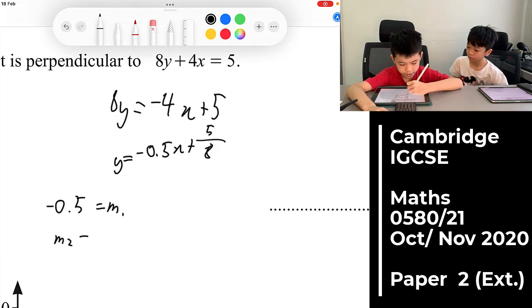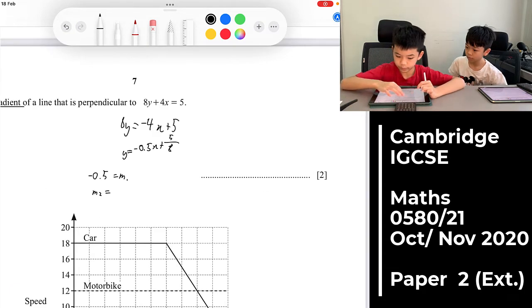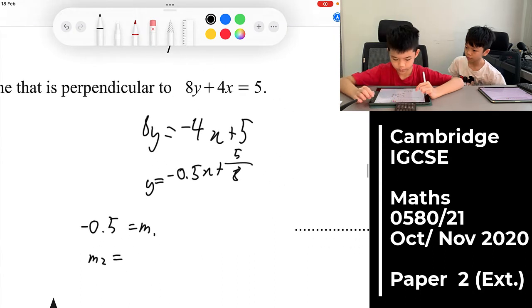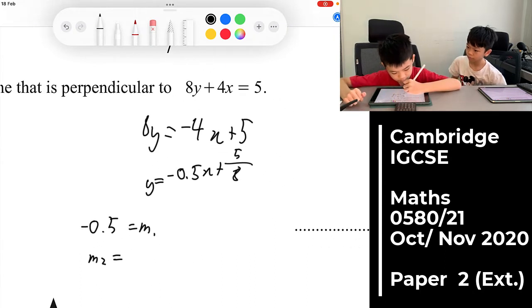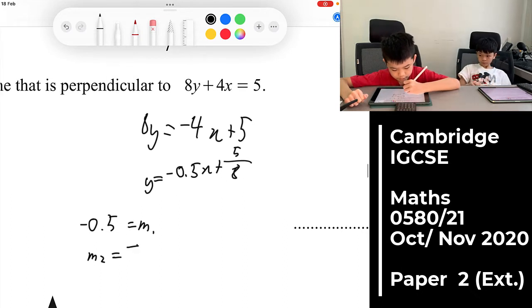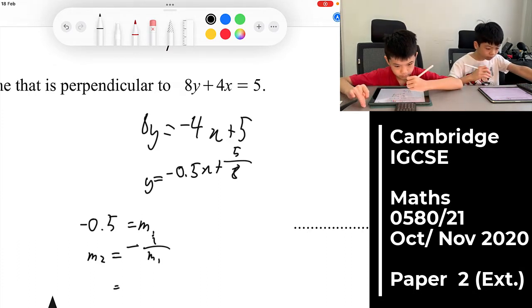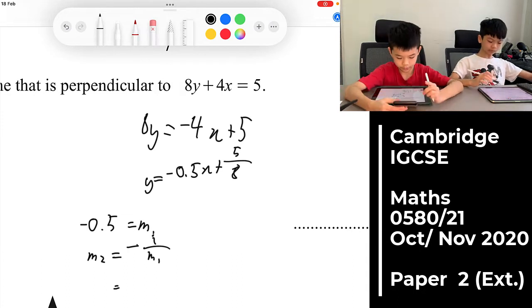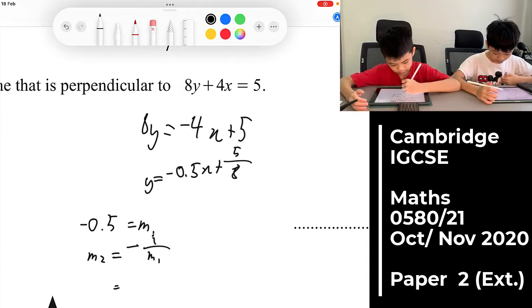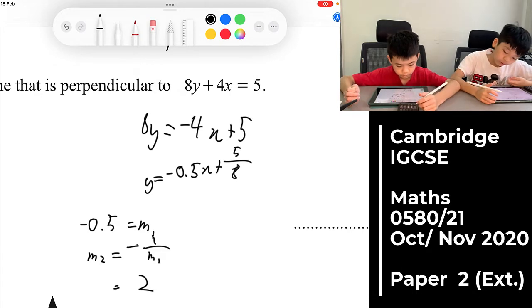m2, which is the gradient of a line perpendicular to 8y plus 4x equals 5, equals negative 1 over m1. So 1 over 0.5 is 2, and negative of that, so it's negative 2.